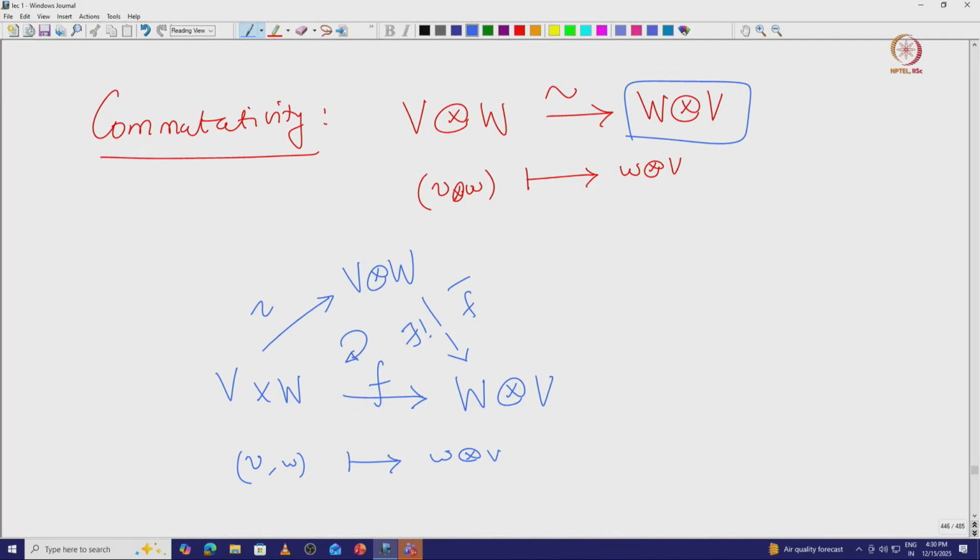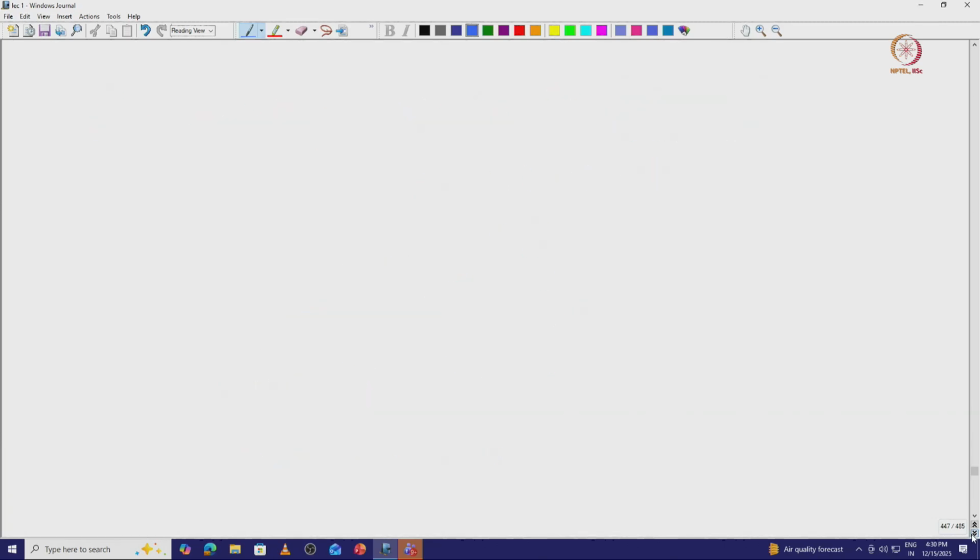That means when you take v tensor w, you can see that this is naturally mapped to w tensor v. Similarly, you can construct the inverse from W tensor V to V tensor W, and using the universal property you can check that that map is indeed the inverse of the map F bar that we constructed. Okay, that is how you prove any isomorphism between tensor products, or the existence of any map from a tensor product to some other vector space.